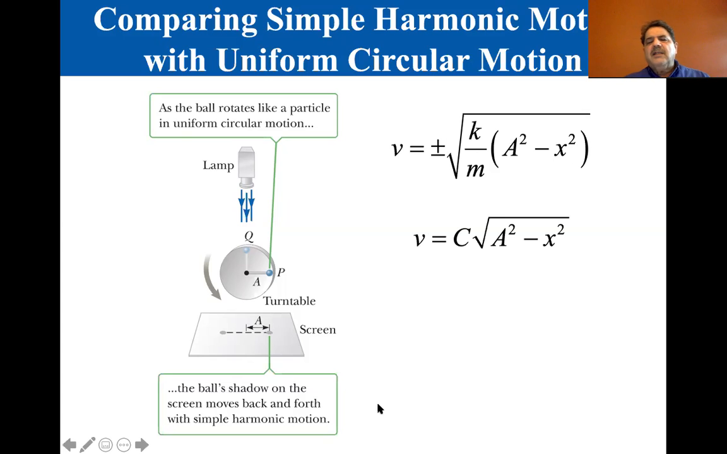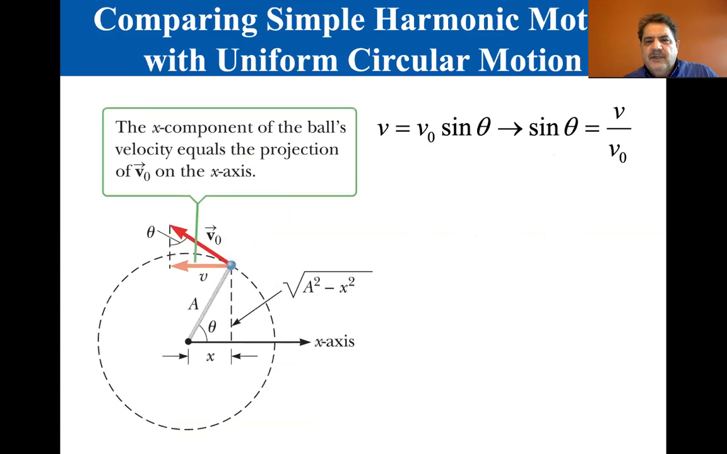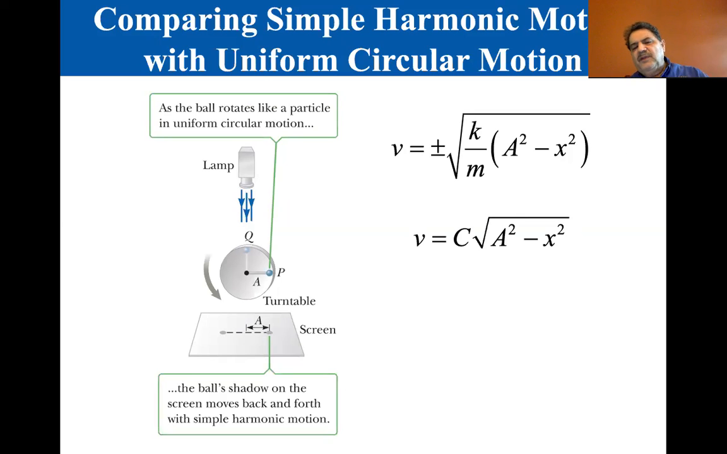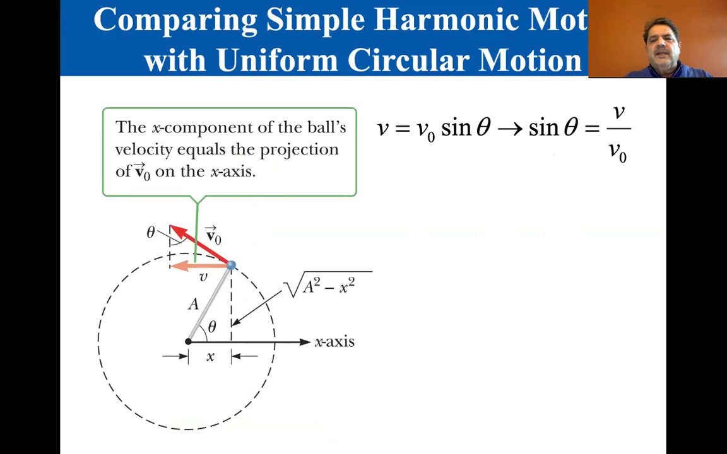Now we're going to take that square root of k over m and pull it out of the square root. So in this case, C is equal to the square root of k over m, but really it's just a multiplier. It's just a factor here. Now let's suspend this and go on and look at another definition of sine. V equals V0 times sine of theta.